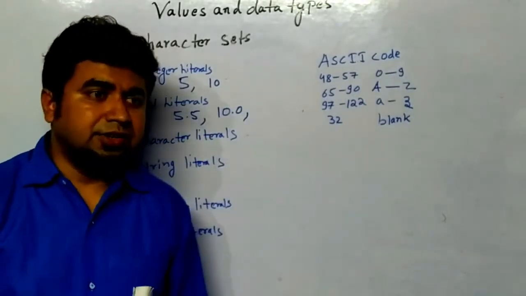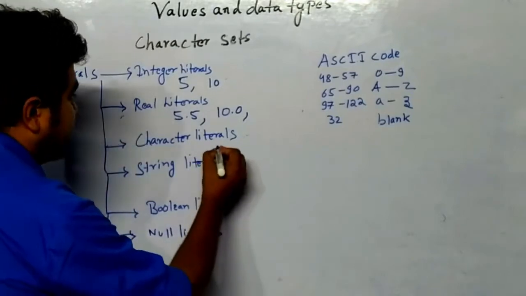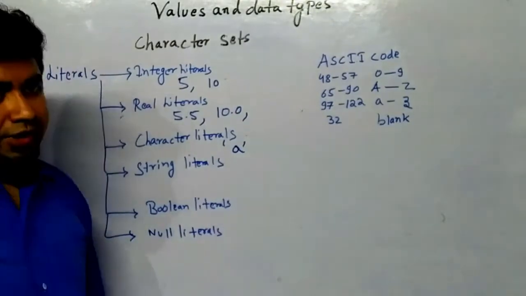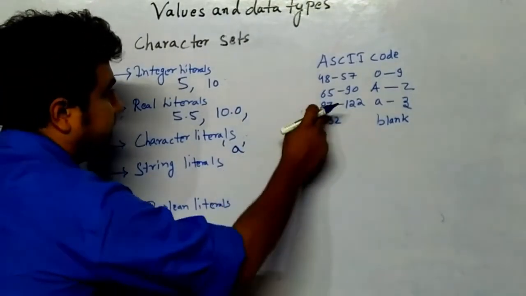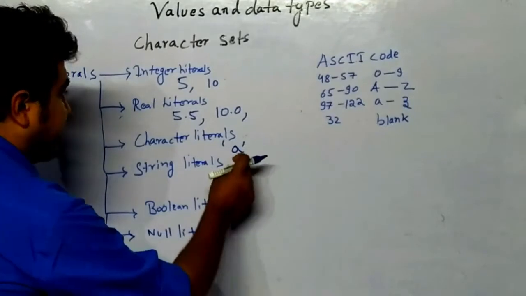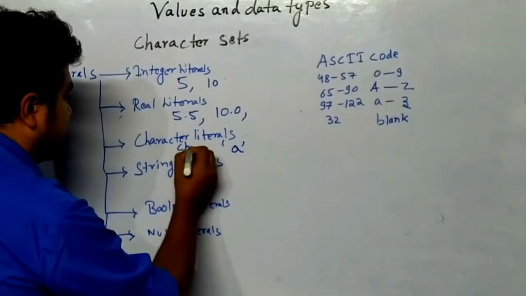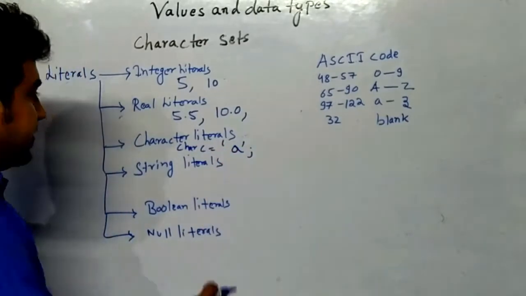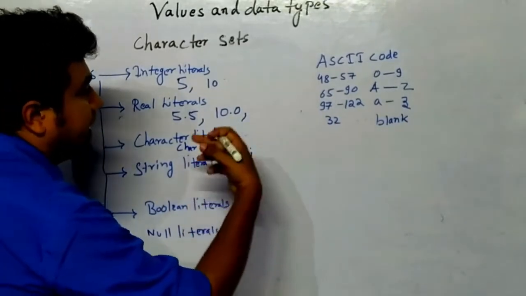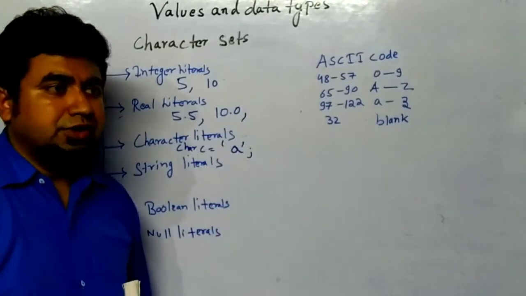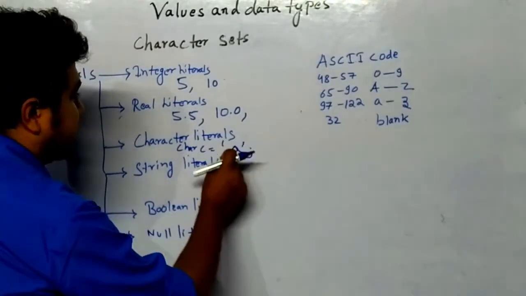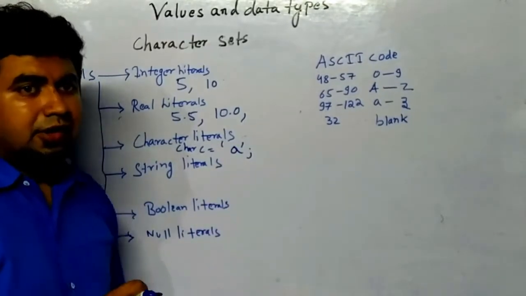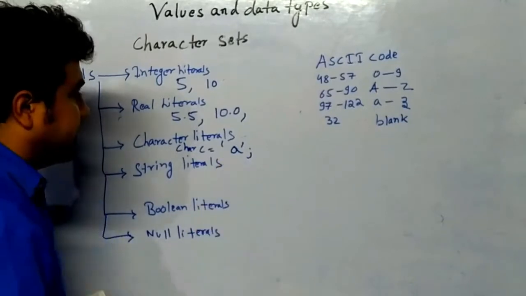Character literals. Character literals are the literals which you write within single quotes. If you are writing small a in single quotes, this is a character literal. This a will be converted as 97. You are entering char c equal to quote a quote, but the computer will understand this as 97 when it executes. So from here you can see that the literals which are written within single quotes are known as character literals.